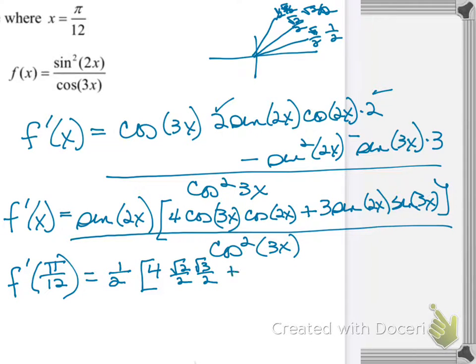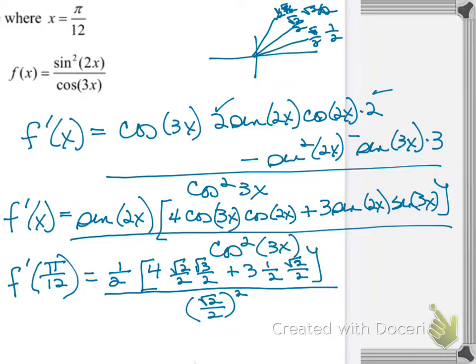All right, plus, then we have 3 times the sine of 2x. We previously said the very first term was 1/2. The sine of 3x is the sine of pi over 4, which is root 2 over 2. Okay, all of that is over the cosine of 3x, the cosine of pi over 4, which is root 2 over 2, and because it's squared, we have to square it.